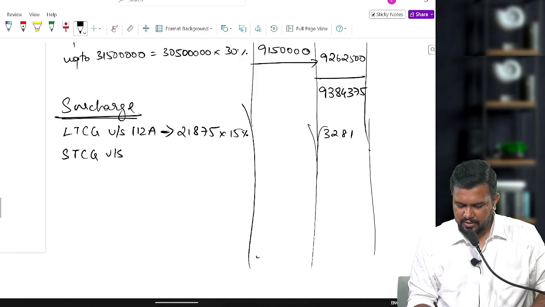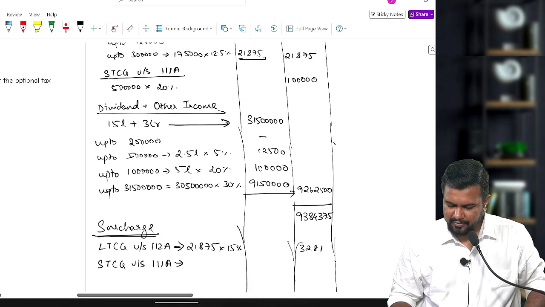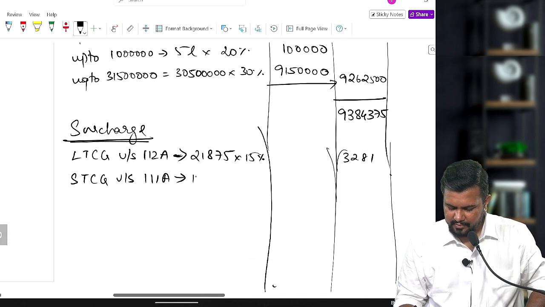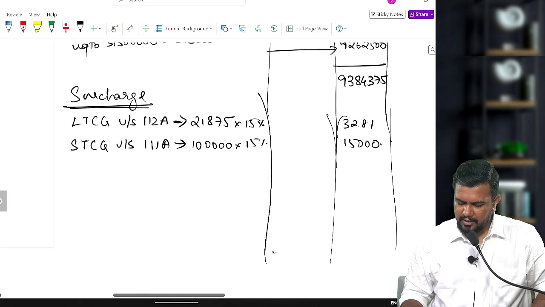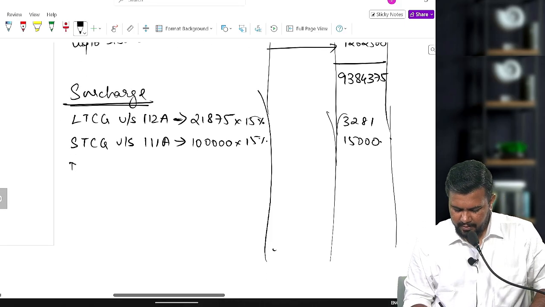Then STCG under section 111A is equal to 1 lakh. 1 lakh into 15%, 15,000. Then dividend income.